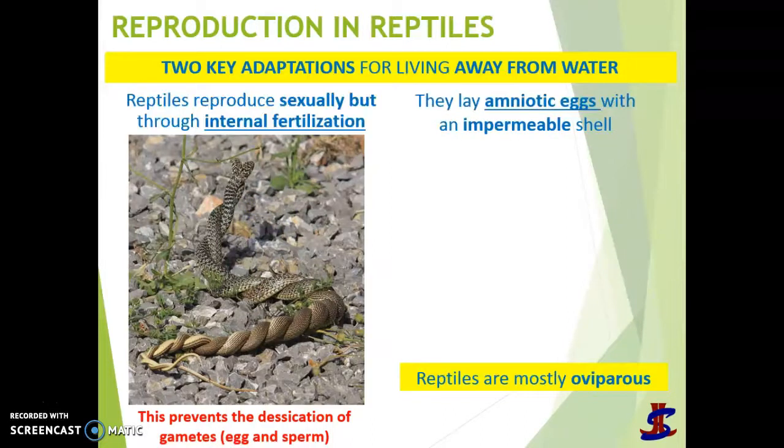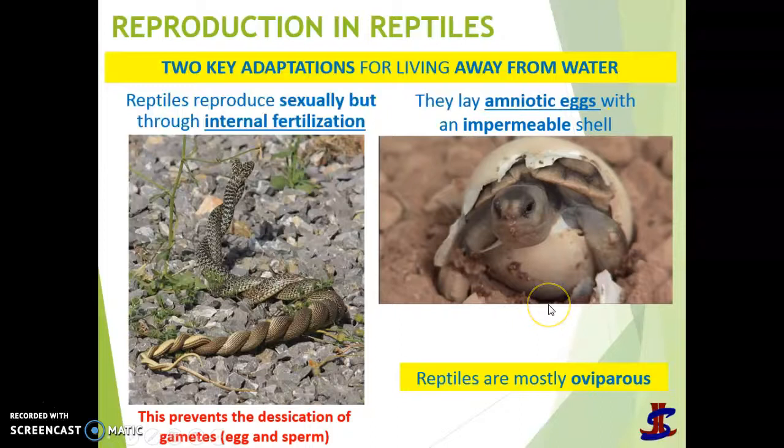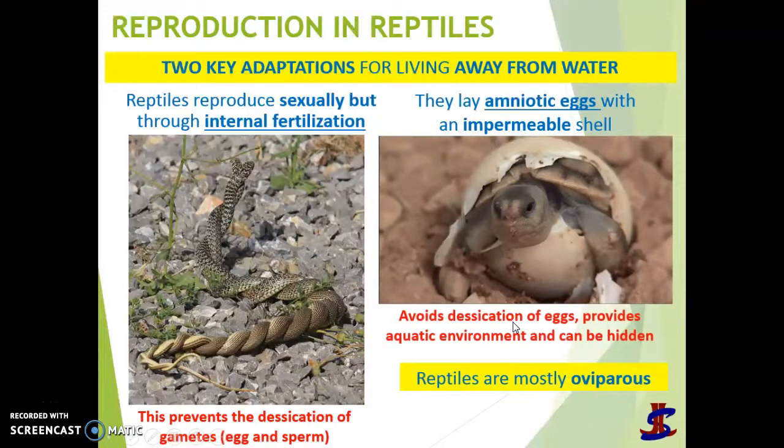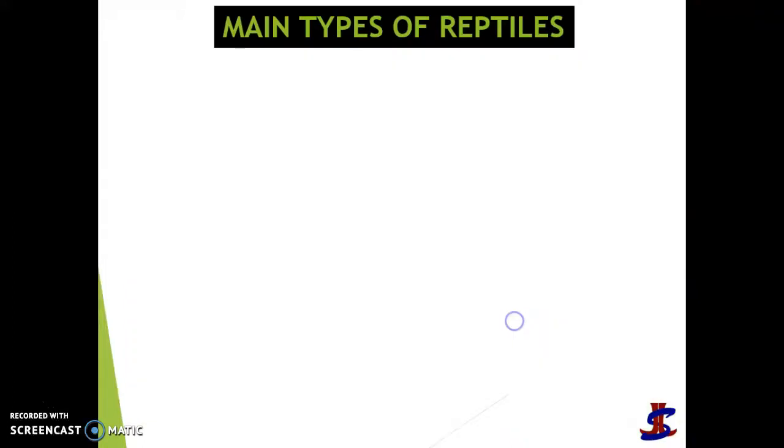What's the other adaptation? The other adaptation is that they lay amniotic eggs with an impermeable shell. Okay, so that's a key difference also. This impermeable shell keeps the interior of the egg from drying out, and it allows oxygen and humidity from the outside to enter the egg. So these two key adaptations come from moving away from the water and adapting to land.